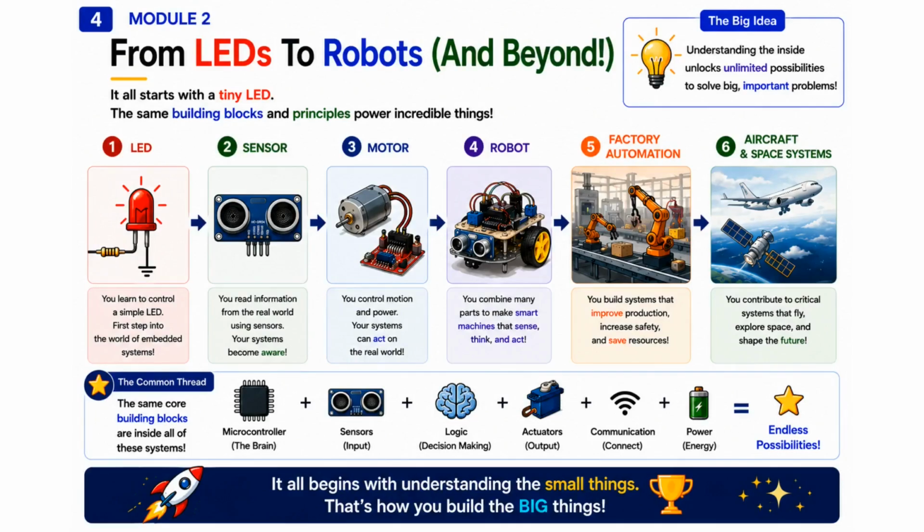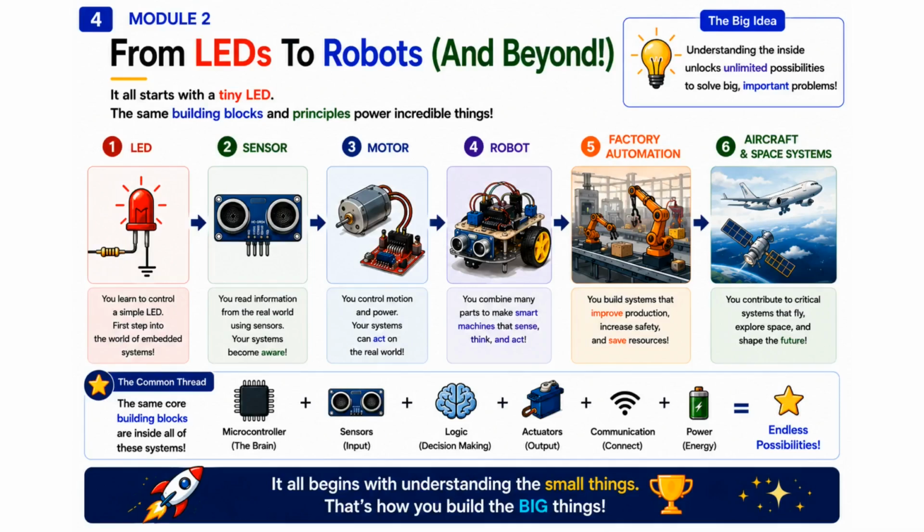Then we learn to control motors and actuators. Now our systems can do more than observe. They can act on the real world and create movement and motion. When we combine sensors, motors, computation, and communication, we can build robots. Robots are intelligent machines that can sense, think, and act. The same principles scale even further.